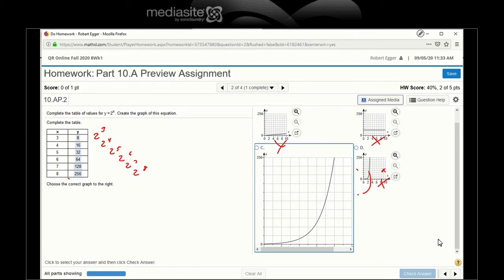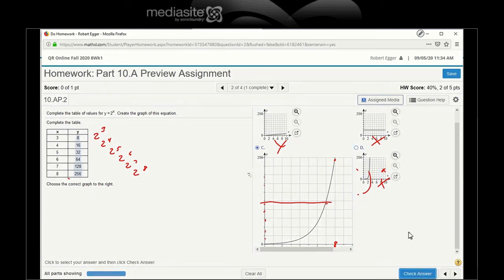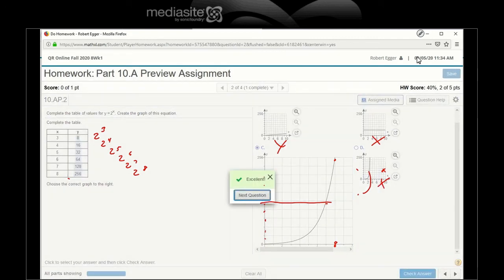So 0, 1, 2, 3, 4, 5, 6, 7, 8. I think this is 8. And there's your 256. 7. I'm not sure what the scale here is, but something less than half of it. And 1, 2, 3, 4, 5, 6, 7, 8, 9, 10. 1, 2, 3, 4. Yeah, this is the halfway point. Has to be this one. Let's not make the problems too obvious.